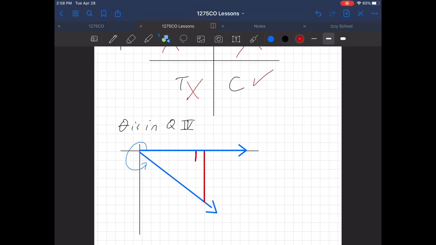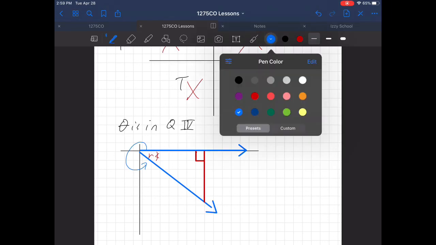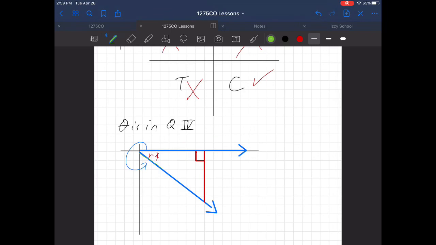If we draw a perpendicular line based on where the reference angle is located, which again is underneath the x-axis, we can draw a perpendicular line to the x-axis to create a right triangle. Let's make this line in green, just so our triangle looks a little bit different. So what do we know about this right triangle here? Hopefully you can see a right triangle located right there.